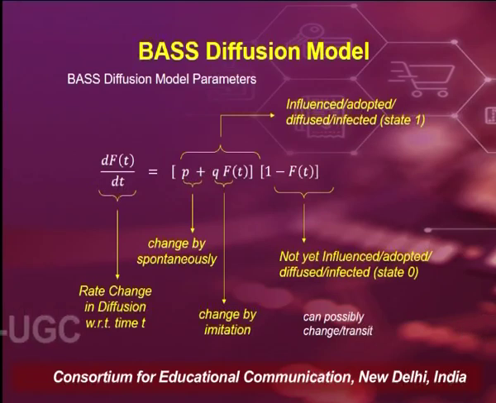So, for state 1, there are two terms basically. The first one, P, is the change by spontaneity. It means that there are some people who have just accepted the idea because they are our triggerers, the seed nodes. And the second term in product, Q of F t, means that they are in the process of changing by imitation. Imitation could be like getting the feedback and deciding to change or not change. And finally, whatever population is left, that is 1 minus F of t, is the state 0 population.